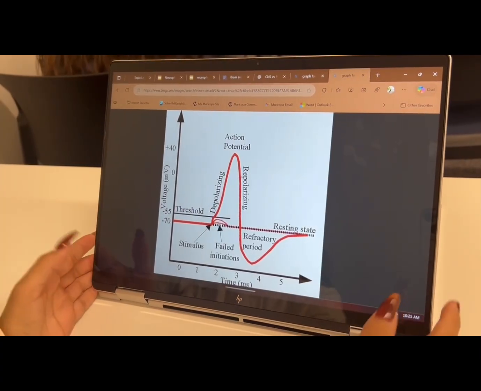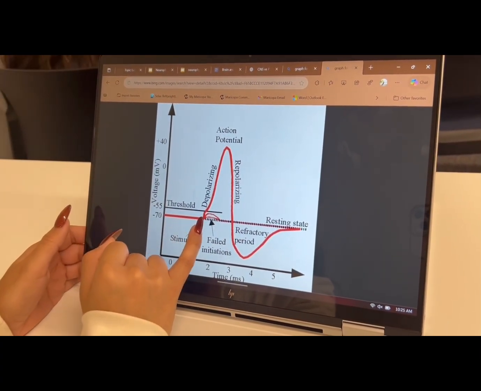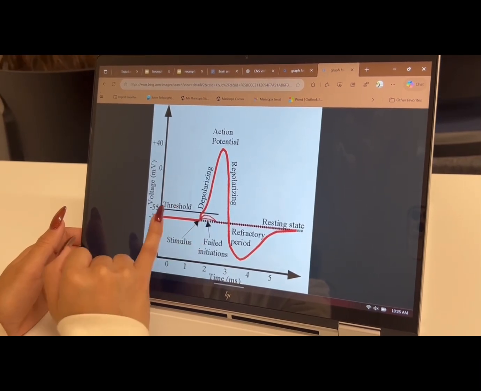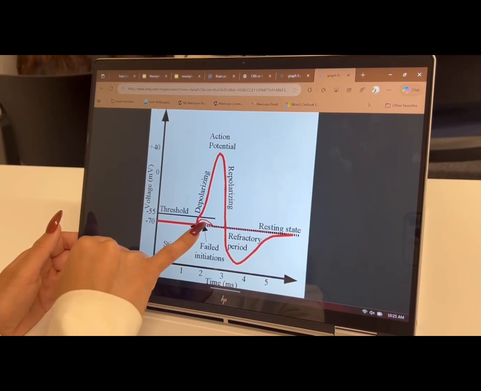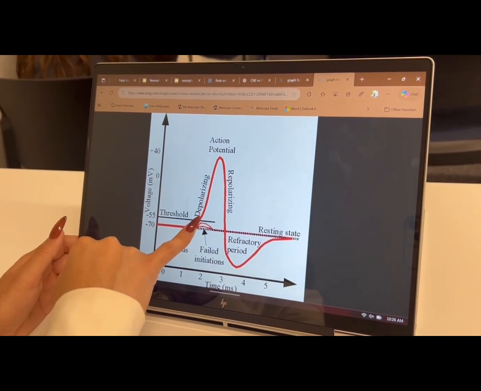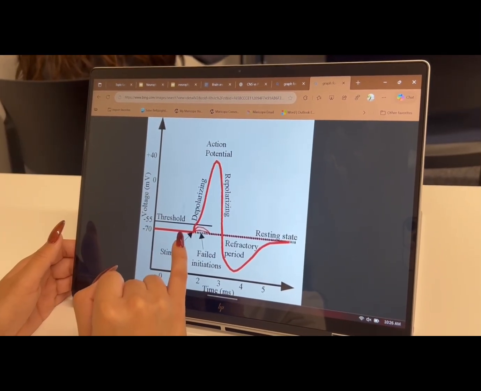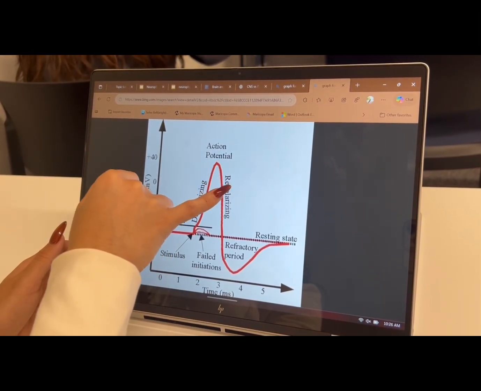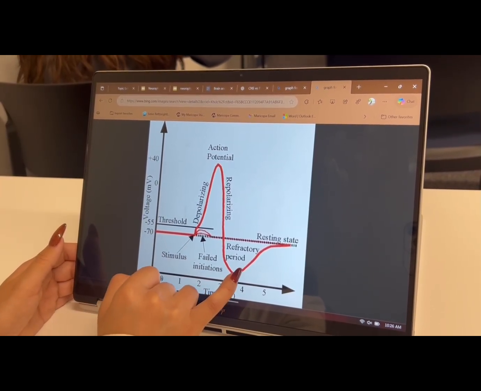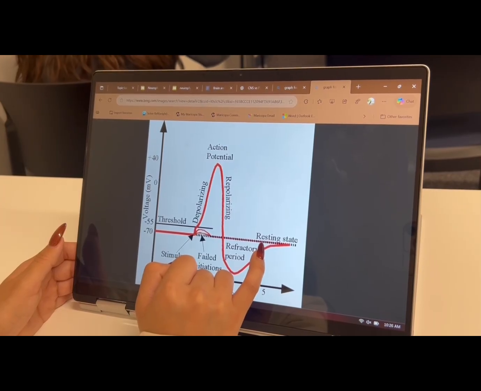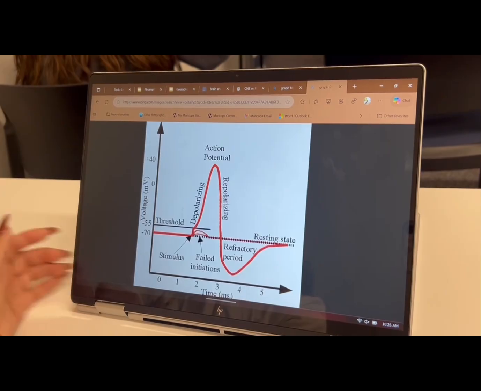So this is the graph for the action potential, and this here is the threshold. The resting membrane potential is negative 70 millivolts, and then depolarization, once the threshold is met, goes to positive 30 millivolts. Once it reaches repolarization, it comes down to negative 90 millivolts, and when it comes back to the resting membrane potential, it's back to negative 70 millivolts as it was in the beginning.